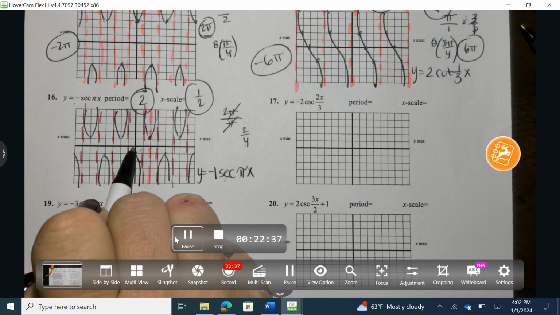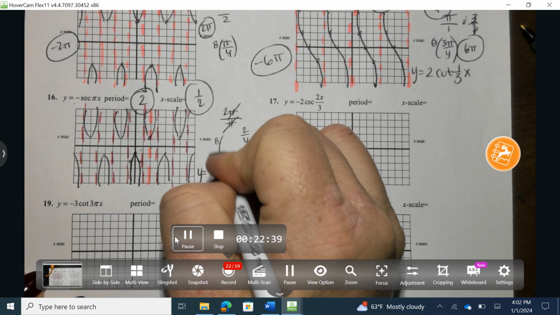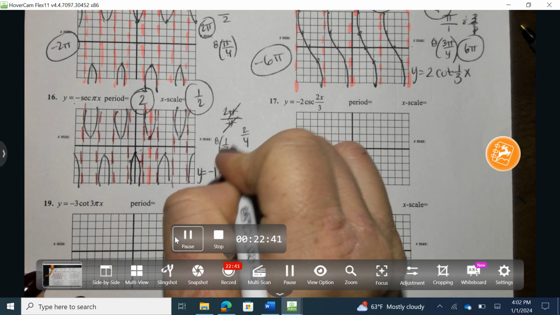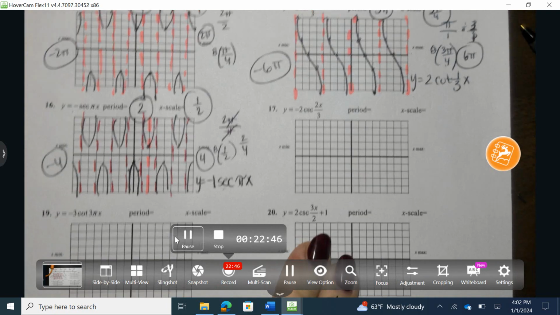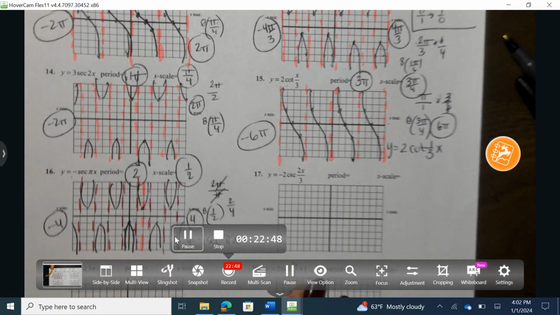All right, now let's look at the distance. There's 8 here. 8 times each step being 1/2 would be 8 over 2, which is 4 to the right, and negative 4 to the left. Let's take a look at number 17.